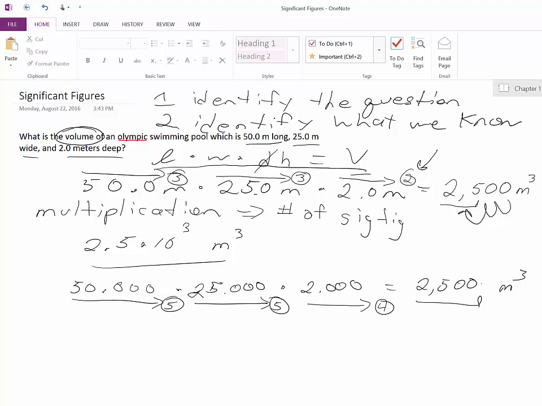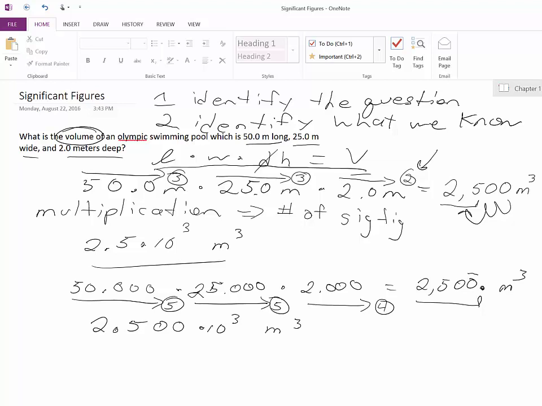How would we signify that those zeros were significant? Well, one way is to place a decimal at the end anyway. Another way is to put a bar over the last zero that's significant. Usually you would do one and not the other. But again, a completely unambiguous way would be to say 2.500 times 10 to the third cubic meters.